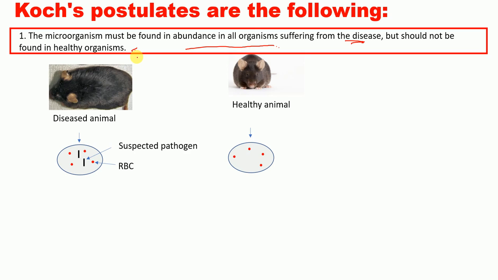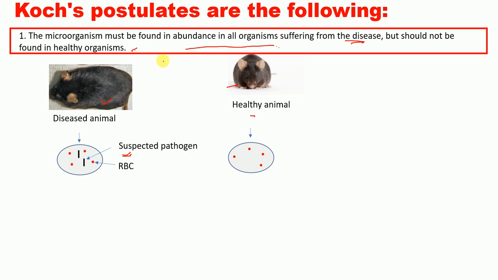Let's take an example here. Here we have diseased mice and this is the healthy mice. When we isolate the blood of the diseased mice, or analyze it, we can find the suspected pathogen in abundance. But we don't find any suspected pathogen when we analyze the healthy mice.